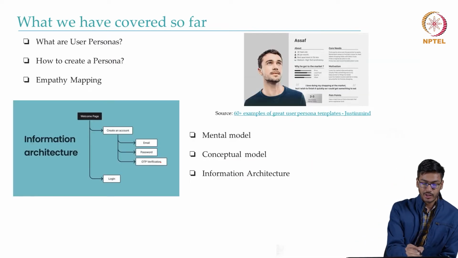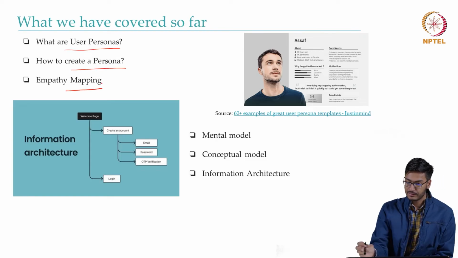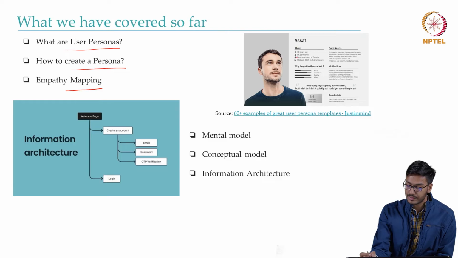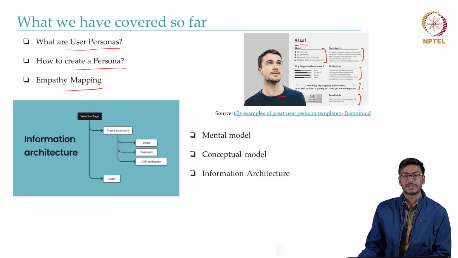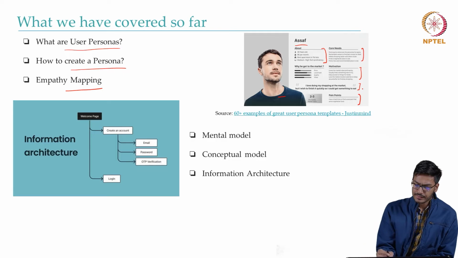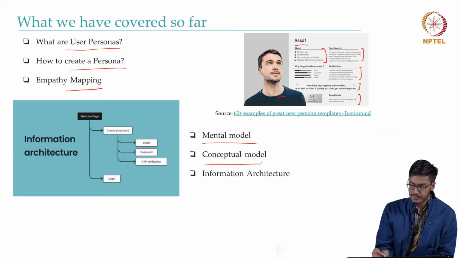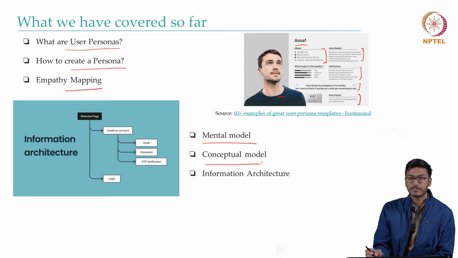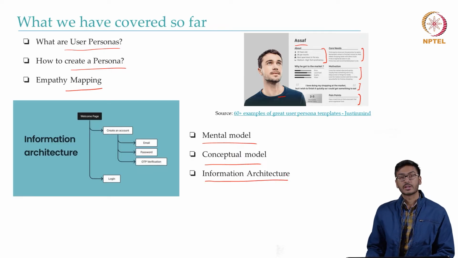Then we looked at what user personas are, how to create a persona, and empathy mapping. The persona right here is pretty simple. We have a persona name, a picture, demographic details, core needs, motivation, some pain points, and a small quote to represent their personality. Then we looked at mental model and conceptual model, what the difference between them is, and the information architecture, which comes under the conceptual model.